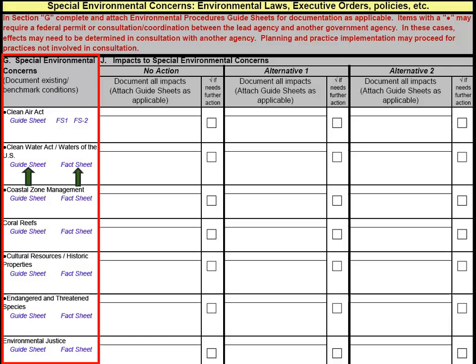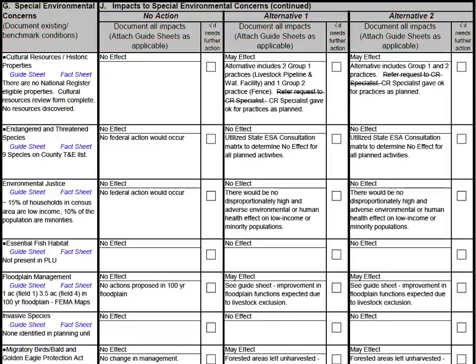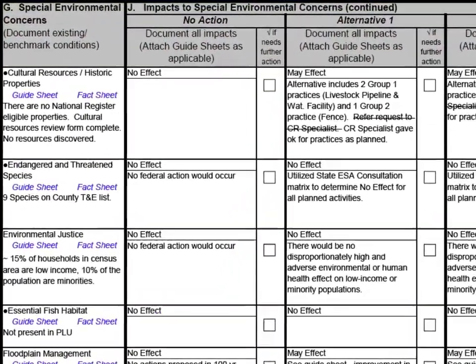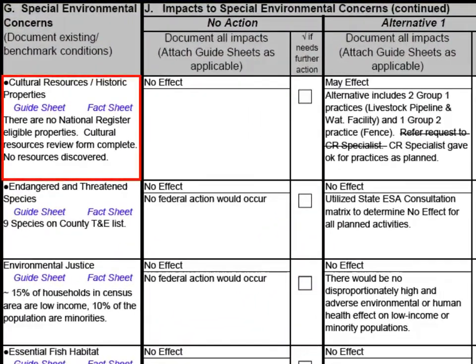Guide sheets and fact sheets contained within the form were consulted to identify which special environmental concerns had potential to be affected by the planned actions and to help document the benchmark conditions. Information contained in the Field Office Technical Guide was also used. Thorough documentation is important so that any reviewers will know everything that was considered. When a concern did not apply to the planning area, it was noted as such in the benchmark condition.